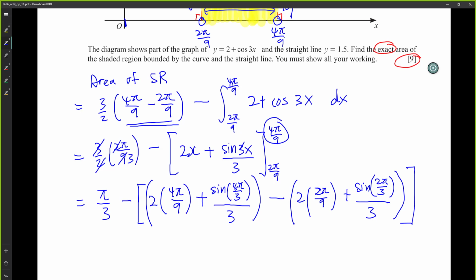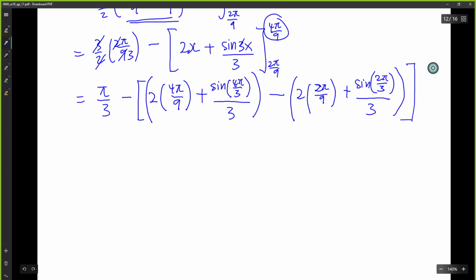Yeah, it's a bit messy, but this is how you get a 9 mark in IG, right? Never be easy. Because it's exact form, I need to leave this as 8 pi over 9. And sine will definitely give me a nice number. Sine of 4 pi over 3. The calculator tells me it's never a nice number. I thought I would get a nice number. Okay, so divided by 3. I'll put a bracket for it, because I don't like to live in this pattern.